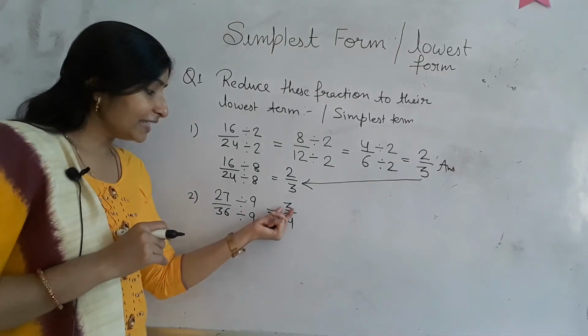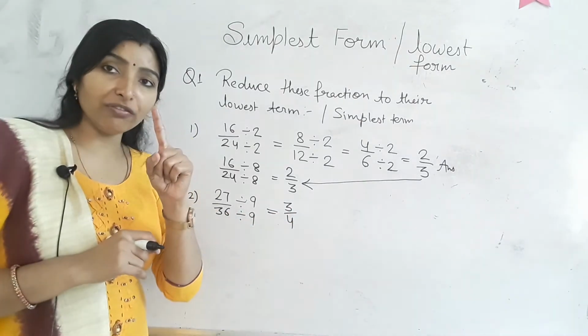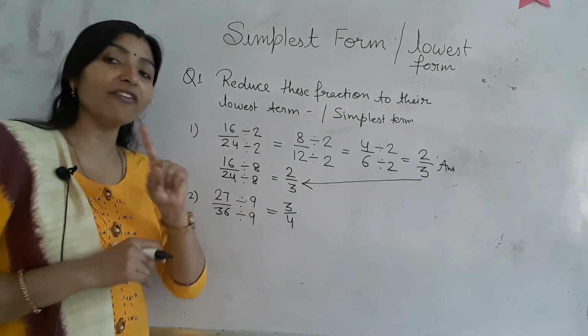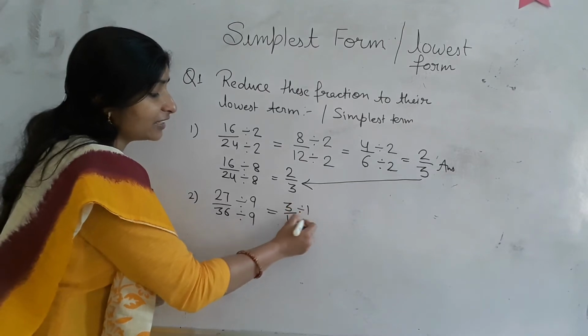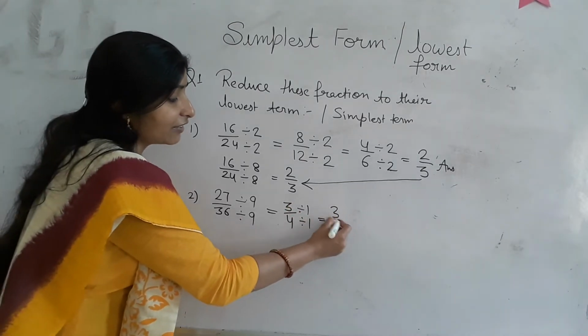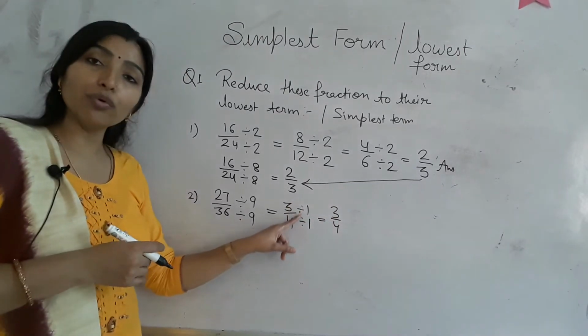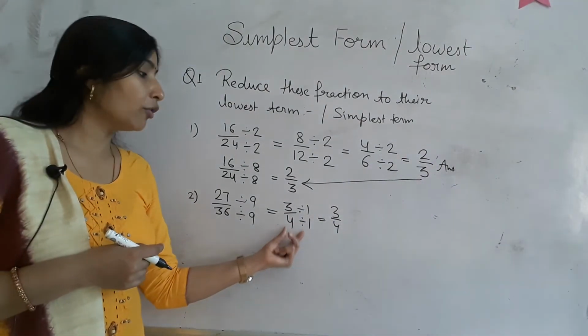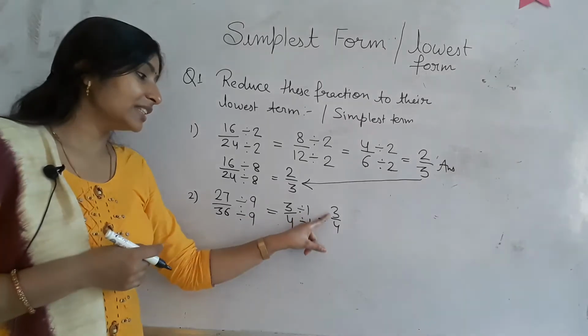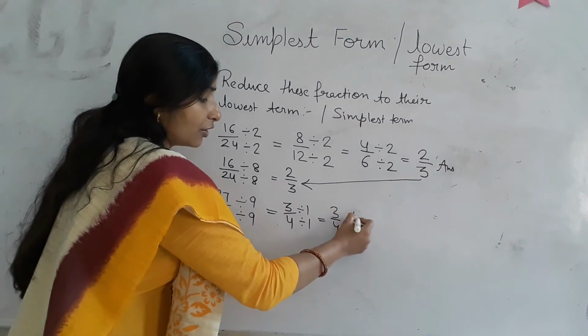So the common factor is only 1. You can divide this fraction by 1 only, and we ignore that because if we divide this fraction by 1, the same answer will come. So we have to ignore it. Don't divide by 1, okay, because the same answer will come. So this is the answer, lowest term.